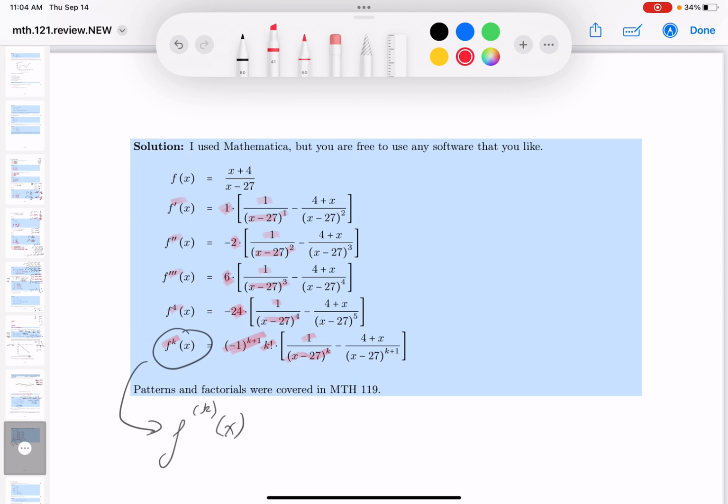The other thing I noticed is that I'm always seeing the minus sign, and then I see 4 plus x, always there. I write that down, I'm predicting on it. Then I see x minus 27, always there. What's the power? It's 1 more than the derivative. First derivative is 2, second derivative is 3, third derivative is 4, fourth derivative is 5. I've got to correct this one too, and this would be k plus 1. And it's really that simple. What's helping me do that? A machine is helping me do that. Thank you.